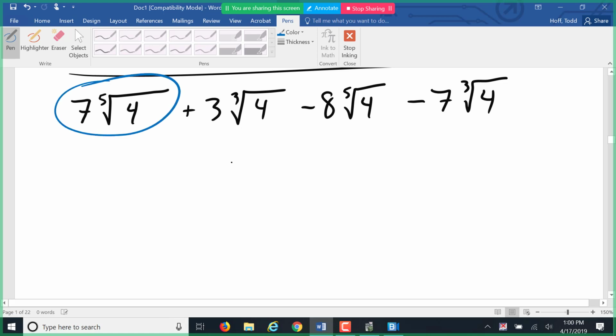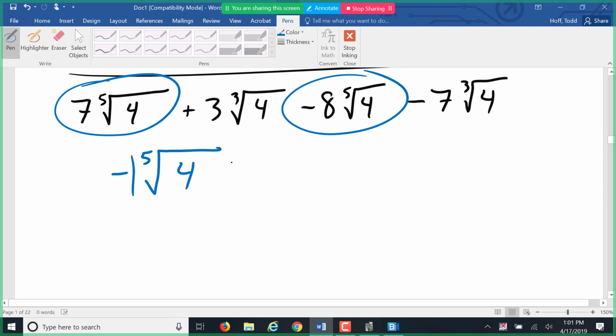So 7 fifth roots of 4 can combine with what? Negative 8. To give us negative 1 fifth root of 4, or just negative fifth root of 4. I can have the 1 there, but I don't have to, right? And then, of course, we combine those to get negative 4 third root of 4. There we go.